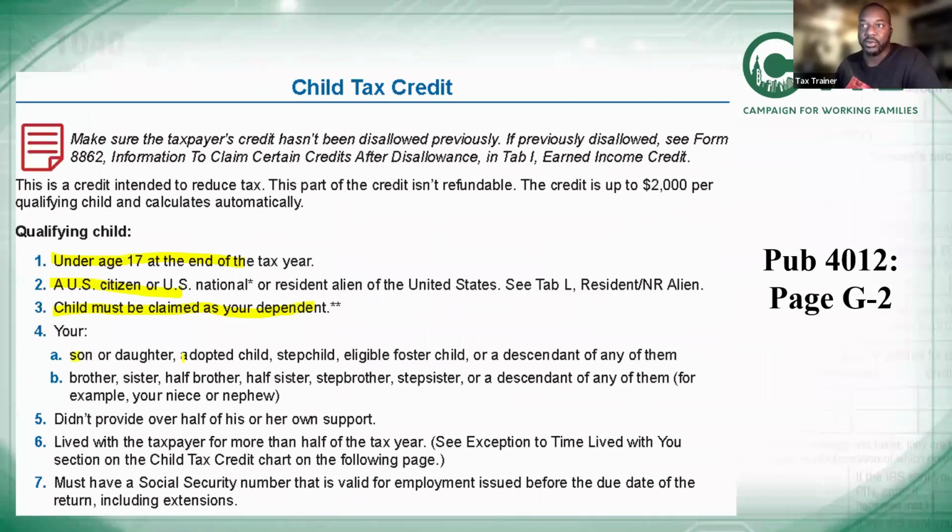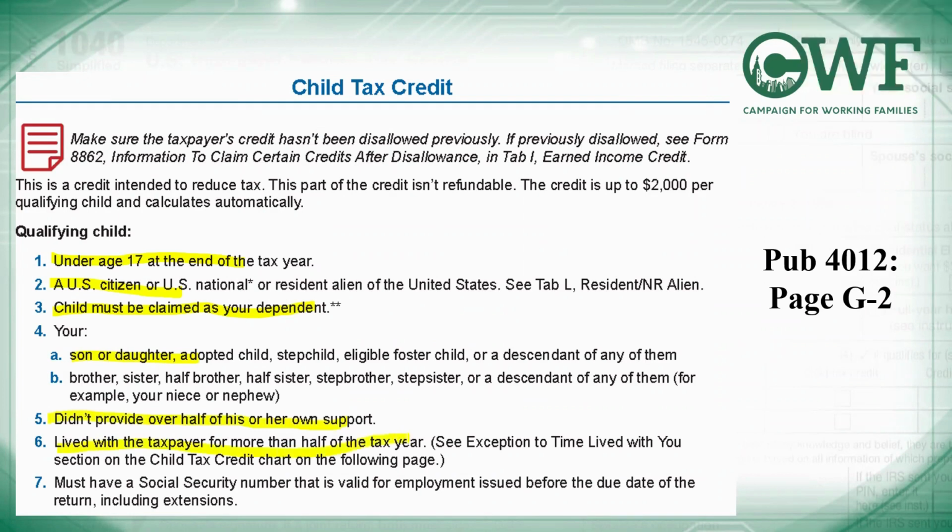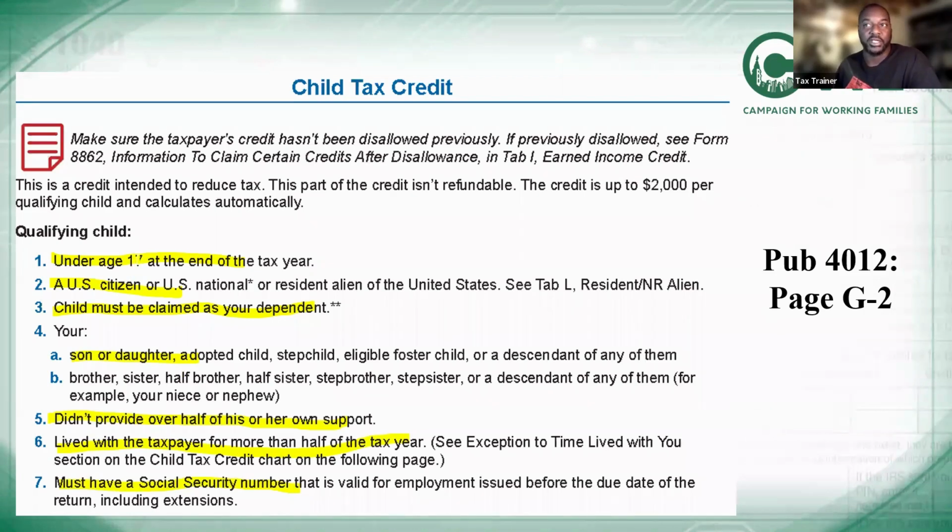Is it my son or daughter? Yes. They didn't provide half of their own support, right? No. And they lived with the taxpayer for more than half the year. Yes, they did. And did they have social security numbers? Yes. So there's only one person that was under the age of 17, so that person made them a qualifying child for child tax credit.